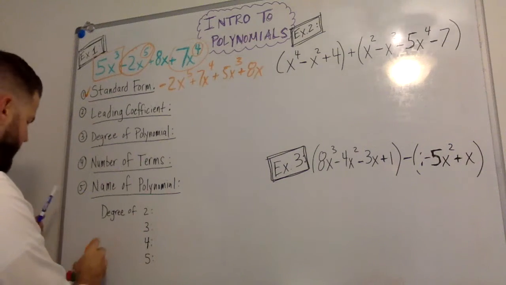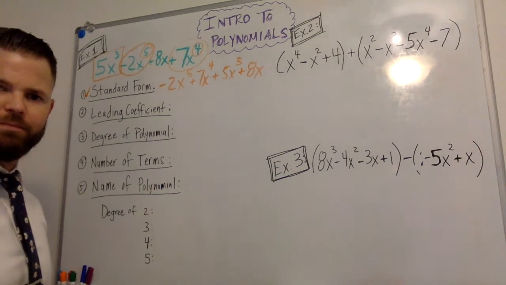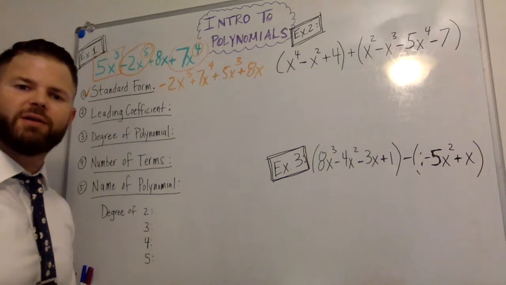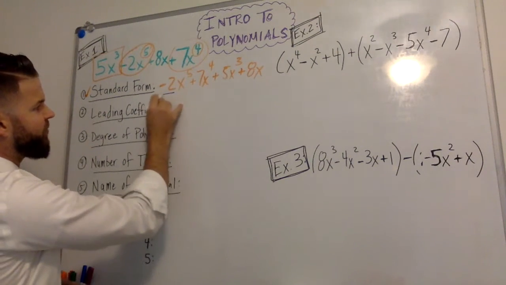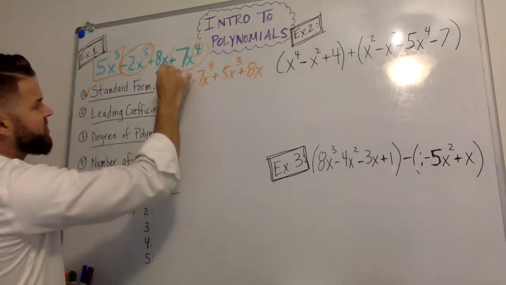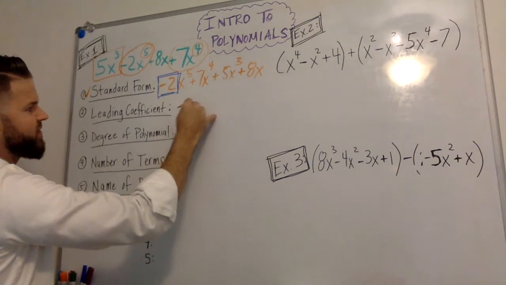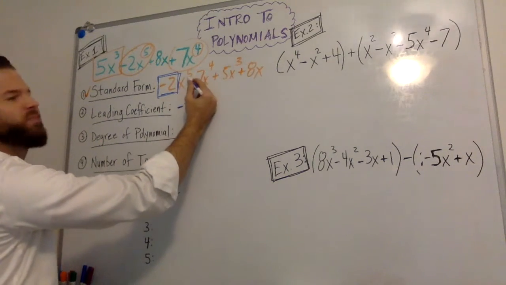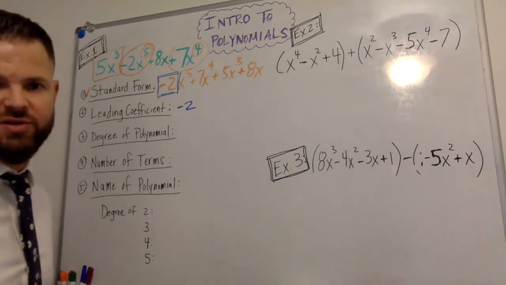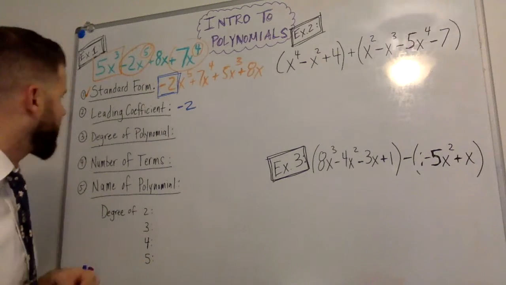So my leading coefficients, these are easy. This is just the guy in the front of the pack. He's the pack leader, aka the leading coefficient. The number in front of the variable with the largest exponent is known as your leading coefficient. So in this case, my leading coefficient is just a -2. Piece of cake. All right?